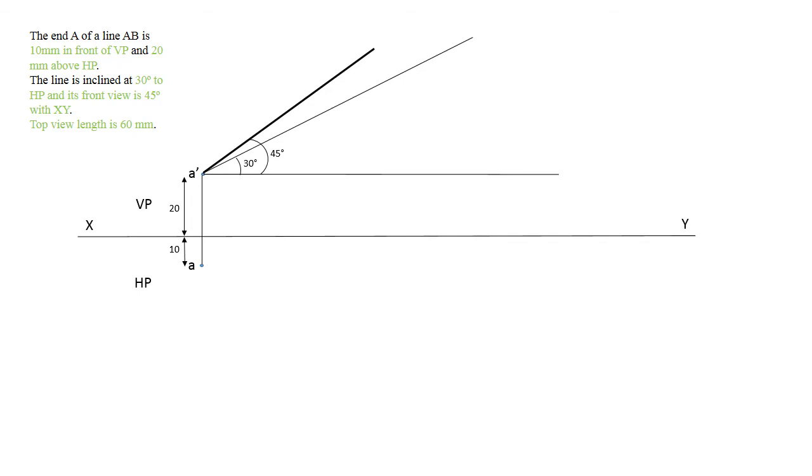So the point B dash will be somewhere on this line, right? So the point A dash is here. We have drawn this line 45 degree, and B dash has to be somewhere over here, but it is not given in the question the front view length. Suppose a front view length was given, then you would know the length and you could have found the point B dash. But here what is given is the top view length is 60 mm.